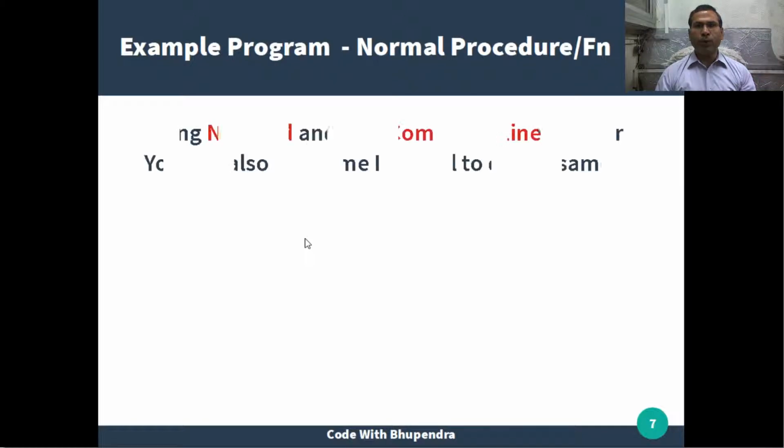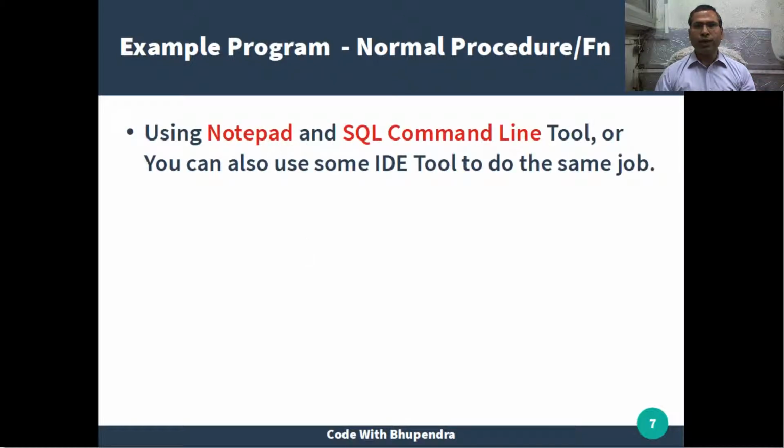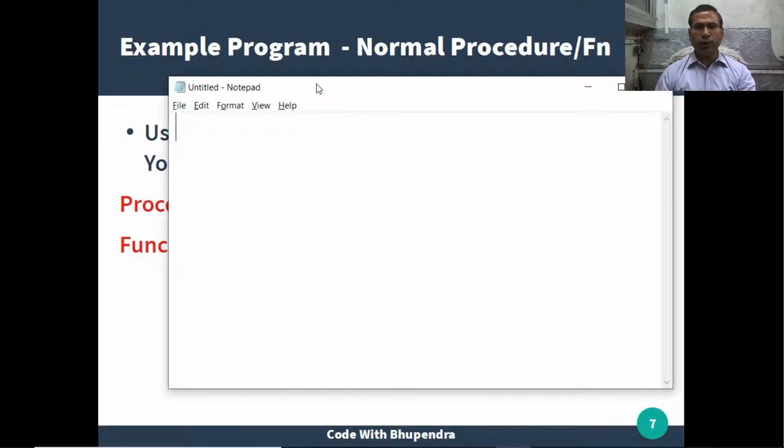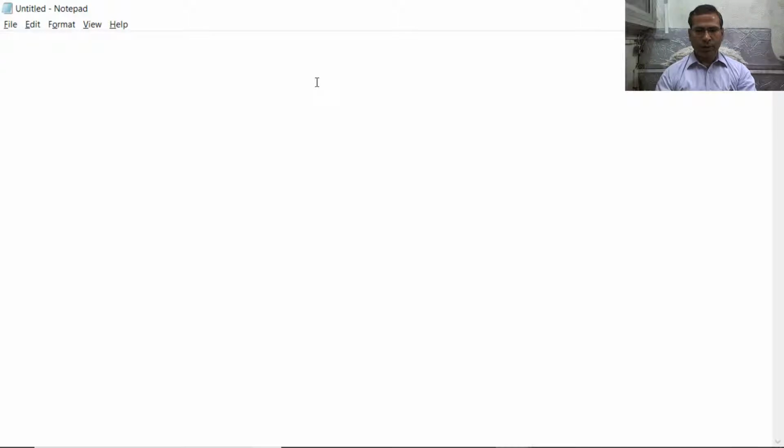In the example program, I am using Notepad and the SQL command line tool, but you can use some professional IDE tool for the same job. In my example program, I will create a procedure swap to swap two numbers and a function interest to find simple interest. So I am using Notepad to type the code. First we have to define the declare section, begin section and end.